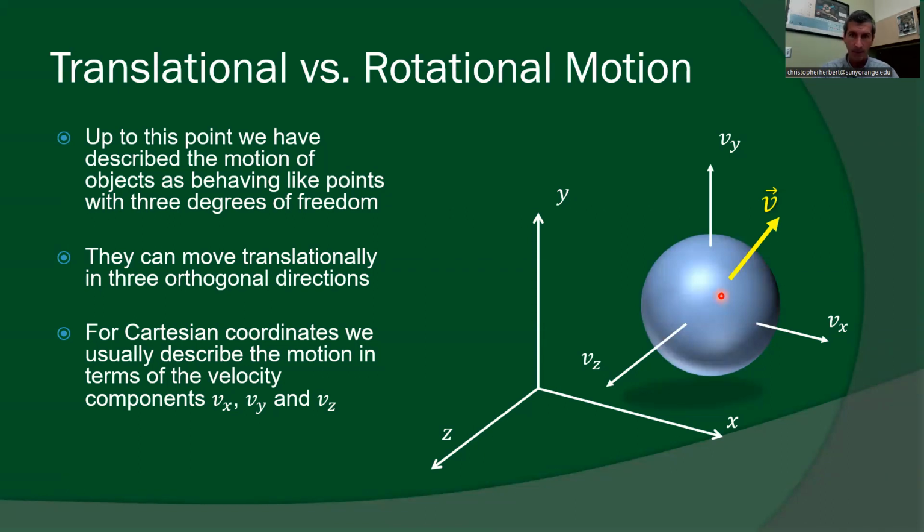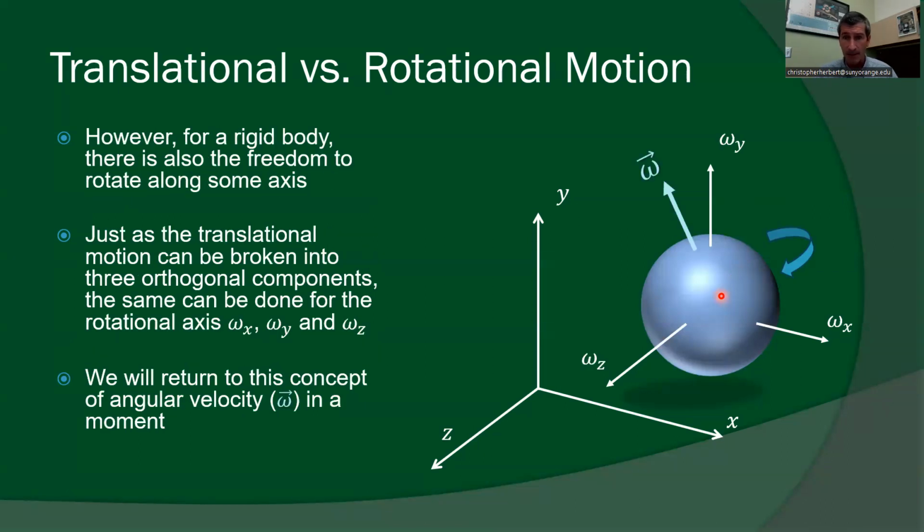In this chapter, we extend the idea that these objects can actually rotate in addition to move from point to point. But we do put the restriction on them that they're completely rigid, that they can't change shape, or essentially all the points on this object can rotate about some axis, but their distances have to remain constant.